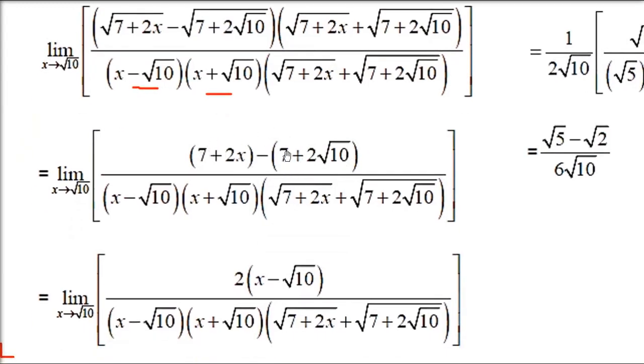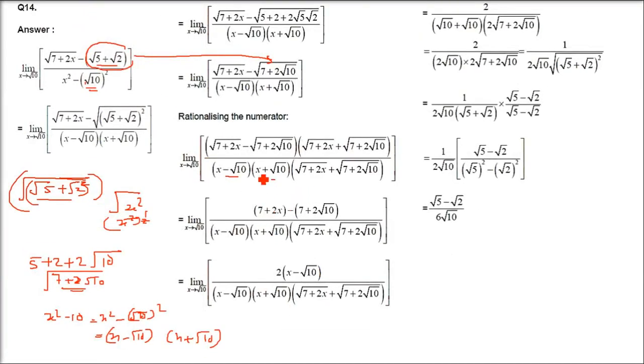So in the numerator you get 7 plus 2x minus 7 plus 2 under root 10, after applying a squared minus b squared. So 7 plus 2x plus 2x minus 7 minus 2 under root 10. 7 gets cancelled, you get 2x minus 2 under root 10. So now I am taking 2 outside.